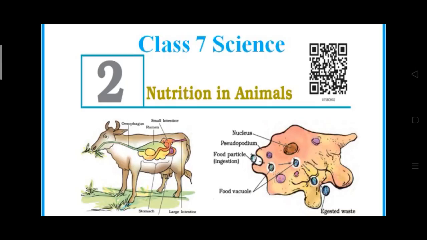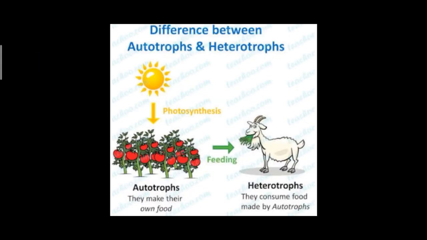Today, can we start our new chapter? Chapter 2, Nutrition in Animals. We have already discussed in chapter 1 that plants can prepare their own food by the process of photosynthesis, but animals cannot. Look at this picture.